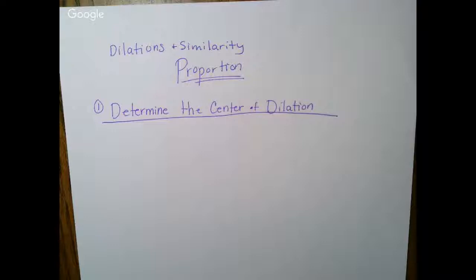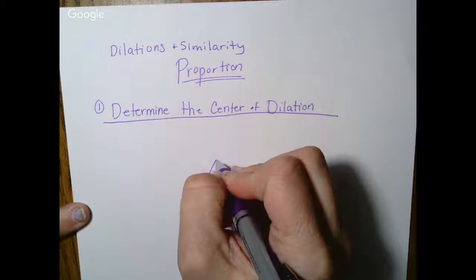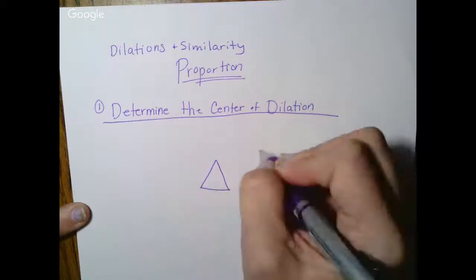Now, yesterday, you were given the pre-image and the center of dilation, and you had to draw the image. The first part of today, you're given the pre-image and the image, and you have to determine the center of dilation. So what we're going to do is I'm going to just draw two shapes.